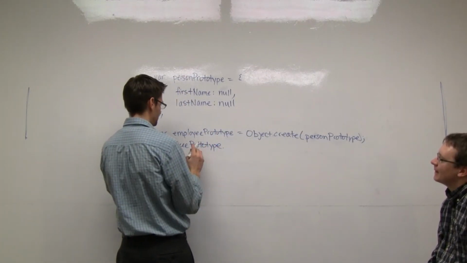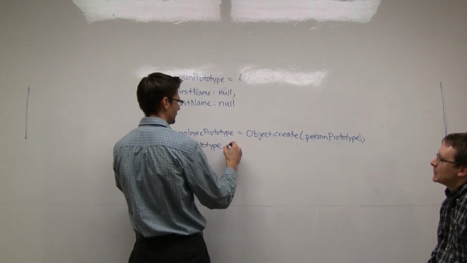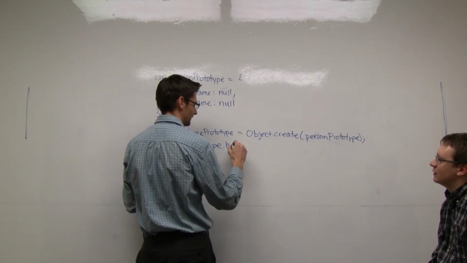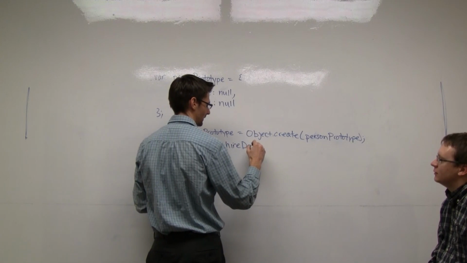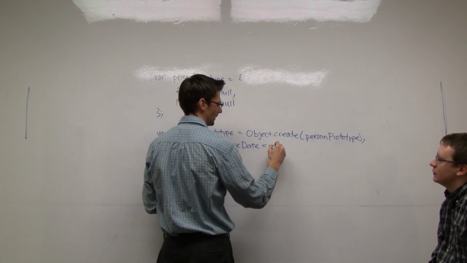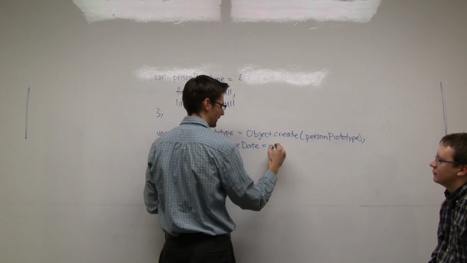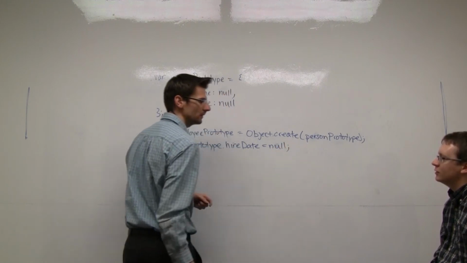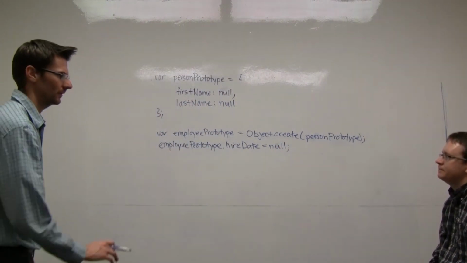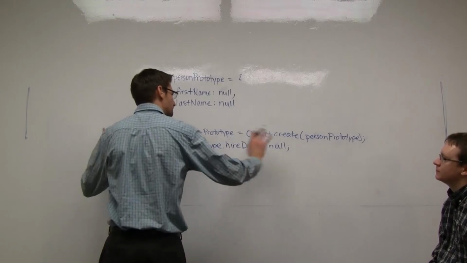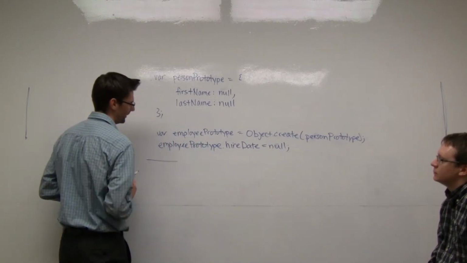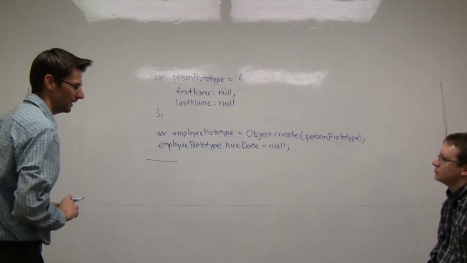So employee prototype, we want to add, let's do like hire date. Hire date, that's a good idea. And we'll just equal that to null for now because this is just a prototype, right? It's not any employee in particular. So we're just kind of setting up the fields, so to speak. So now at this point, let's just break this off right here. We've created now an employee prototype.